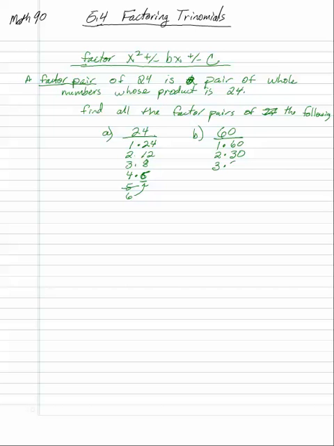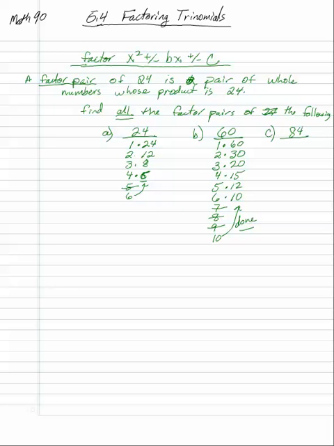60 divided by 3 is 20, 60 divided by 4 is 15, 60 divided by 5 is 12, 60 divided by 6 is 10, 7 you wouldn't get a whole number. 60 divided by 8 can't do. 60 divided by 9 no, and then 10 is there, so I know I'm done. These are all the factor pairs. They want all. Let's do one more.